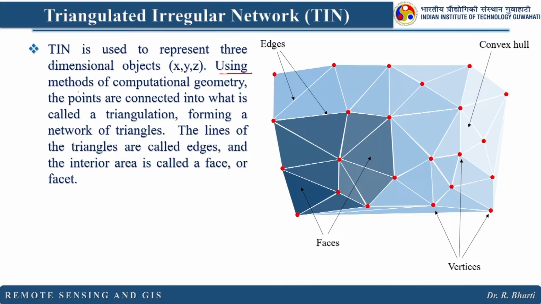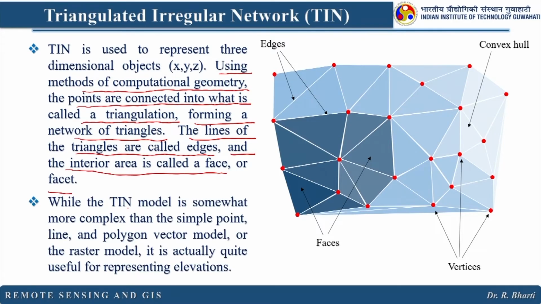So using methods of computational geometry, the points are connected into what is called a triangulation, forming a network of triangles. The lines of the triangles are called edges, and the interior area is called a face or facet. While the TIN model is somewhat more complex than the simple point, line and polygon vector model or the raster model, it is actually quite useful for representing elevation, because elevation is the value where you need the local variation, right. So for that we need many vertices, so that you can have more accurate representation of the topography. So this TIN data format is very useful, especially in digital elevation model generation.